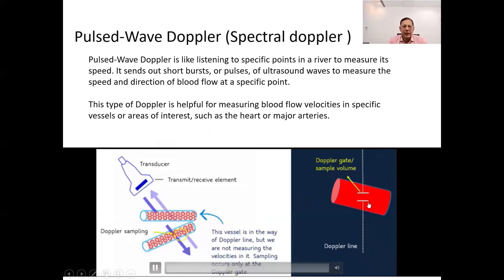This type of Doppler is helpful for measuring blood flow velocities in specific vessels or areas of interest, such as the heart or major arteries, but the disadvantage is that it can measure blood velocities only up to a certain maximum limit, after which it starts giving artifacts.